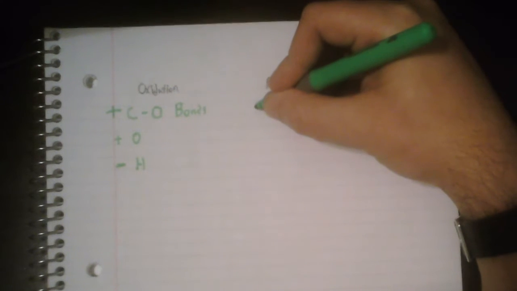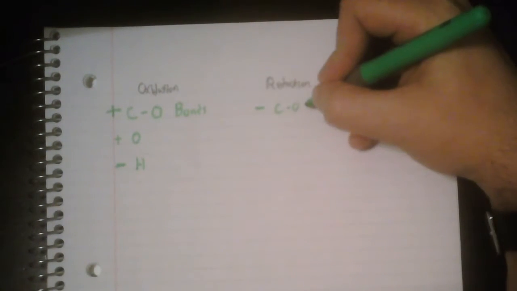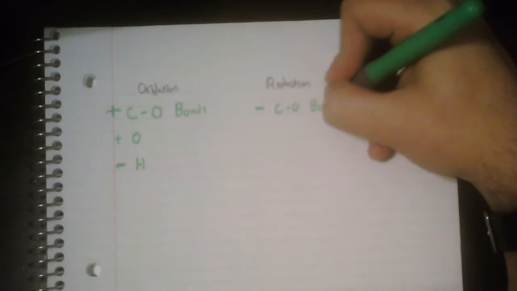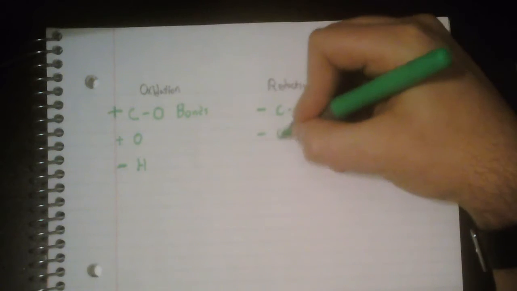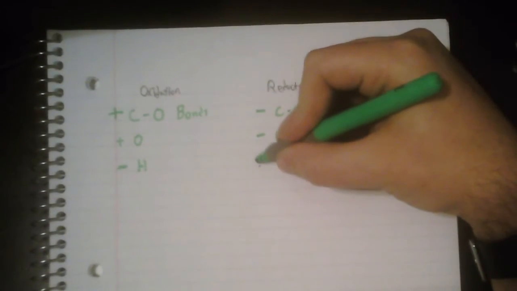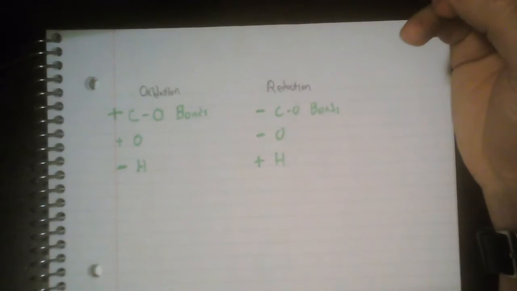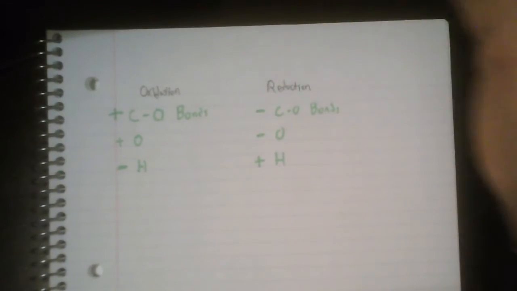Reduction is exactly the opposite, so it's going to be the loss of CO bonds, double bonds, triple bonds, anything like that. It's going to be the loss of oxygen in general, and it's going to be the addition of hydrogen. So that's pretty much all you need to know for oxidation and reduction. I'll just give a quick example.